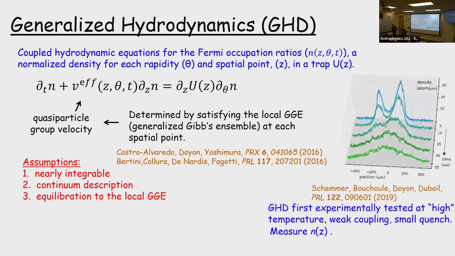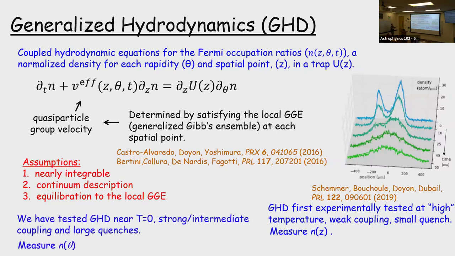The first experiment that tested it was in Isabelle Bouchoule's lab, where they had a relatively high temperature gas near the density of the quasi-condensate region, in the region of weak coupling, like less than 1%, with a relatively small quench. And what they're doing is they're measuring the position. And you see it agrees pretty well. You see that the theory and the data are well overlapped. And if you try to do this with some sort of non-GHD hydrodynamic model, it does not agree nearly as well.